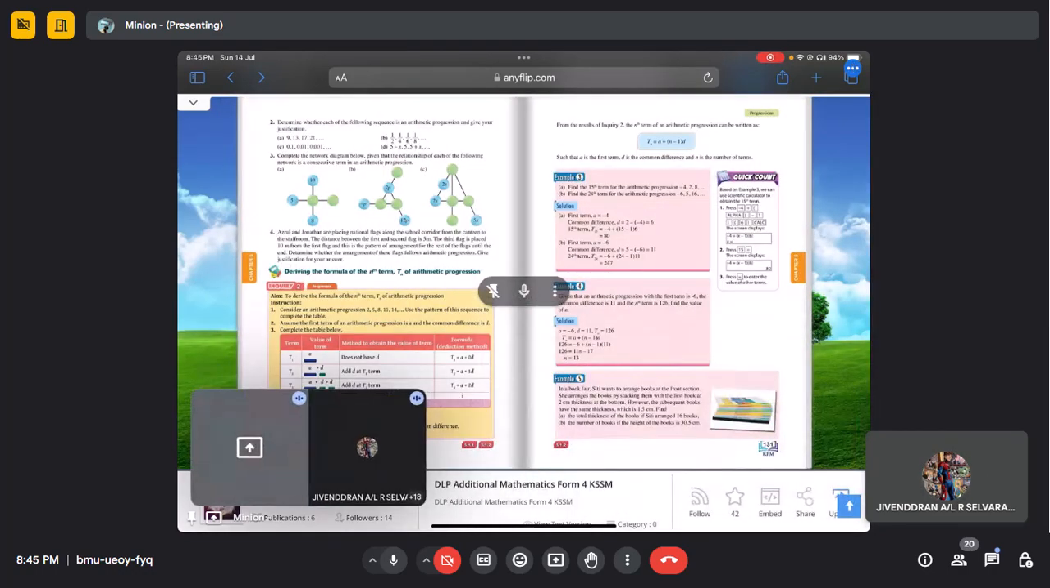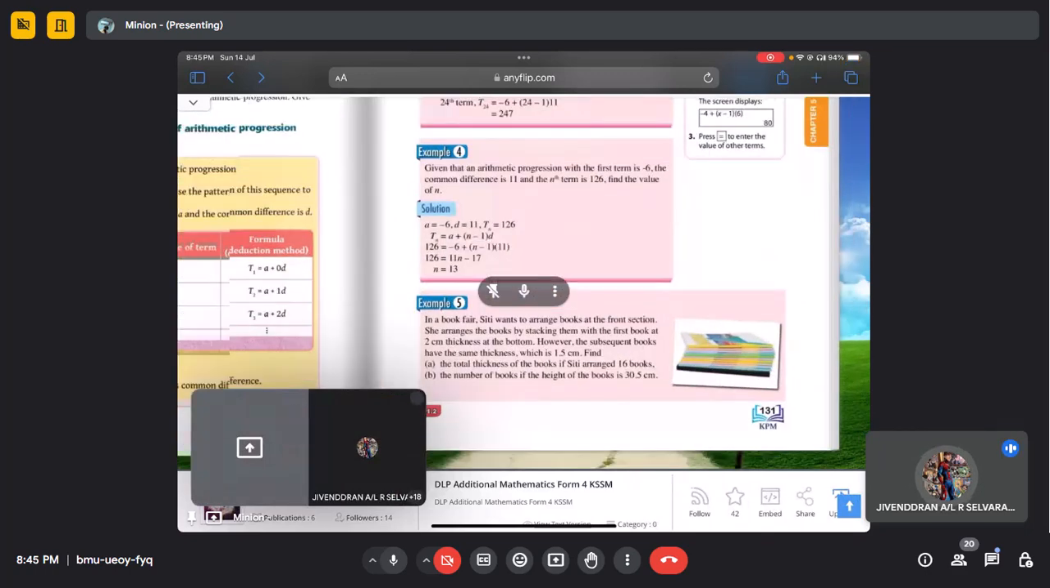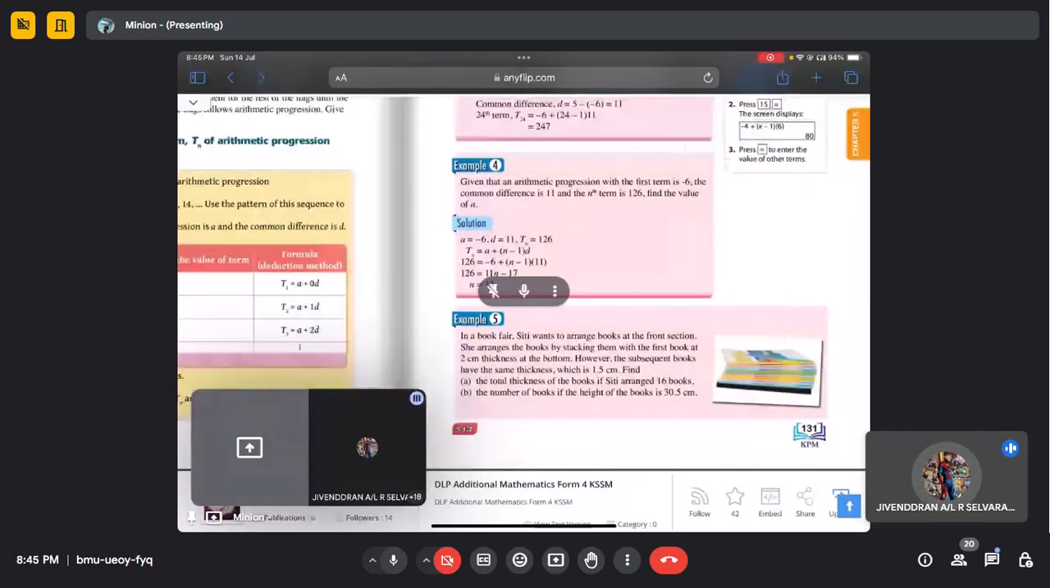Okay, for B, they ask for the number of books if the height of the books is 30.5 cm. That means 30.5 cm is the Tn. Okay, we have to find the n, which is the number of books. So you can go to the next page, please.